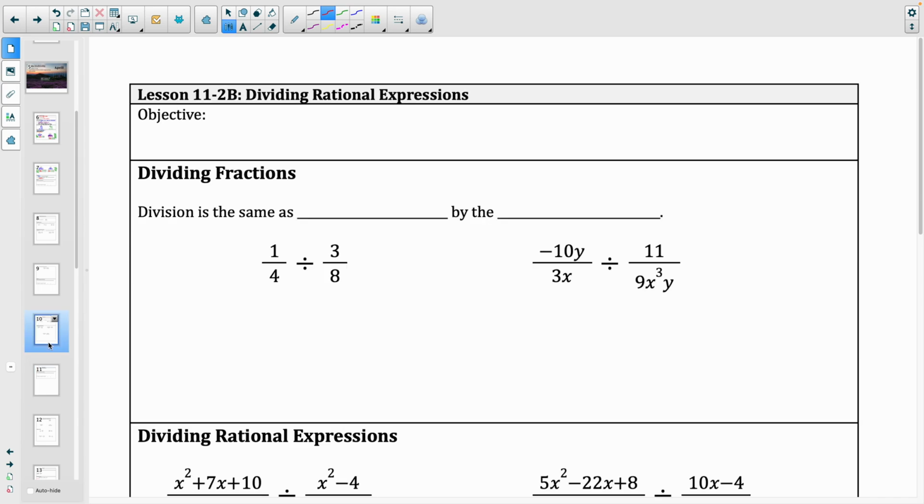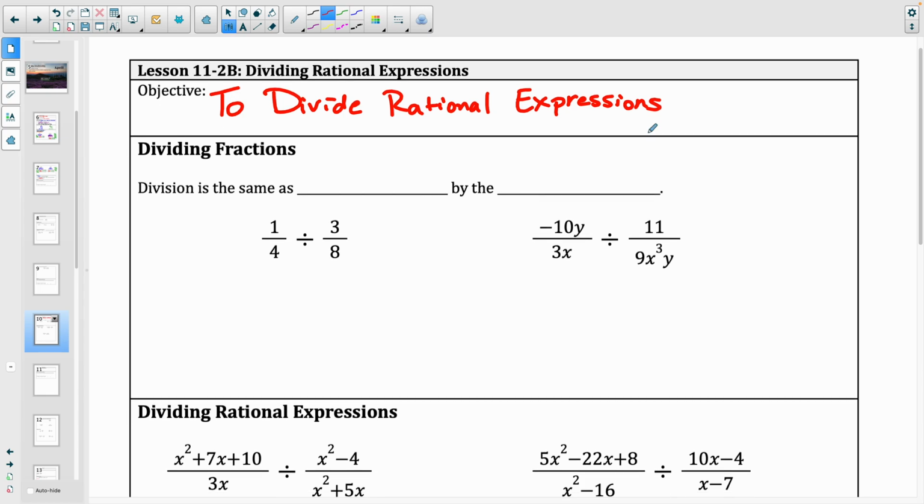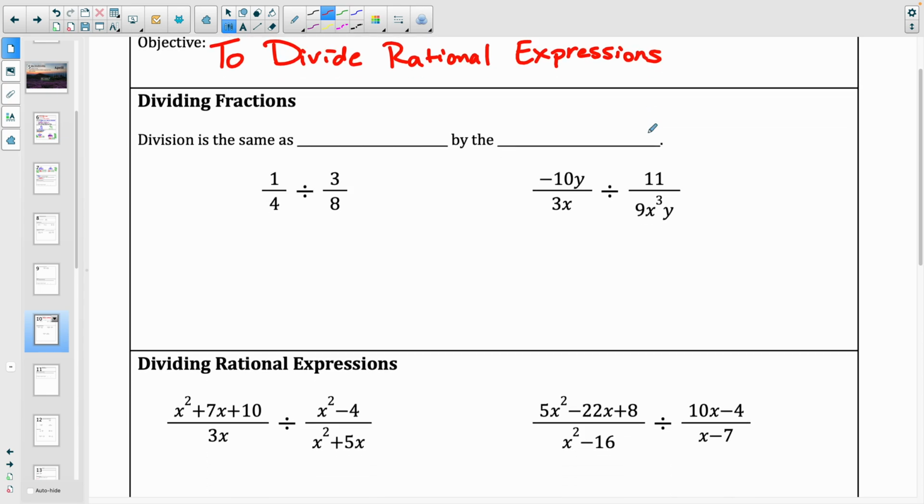All right, today's lesson is 11.2b, where our objective is going to be to divide rational expressions. All right, so that's our goal for the day. We're going to be able to divide rational expressions. The nice part about dividing rational expressions is it's very similar to what we were just doing yesterday, which was the multiplying of the rational expressions.